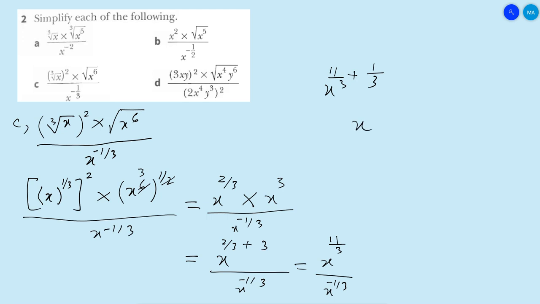Both the denominators are same. So we will add directly, 11 plus 1, 12. 12 upon 3. So x to the power, 3 4s are 12, x^4. This is the answer. Final answer is x^4. I hope you understand. Now come to the last part of question number 2, part D.